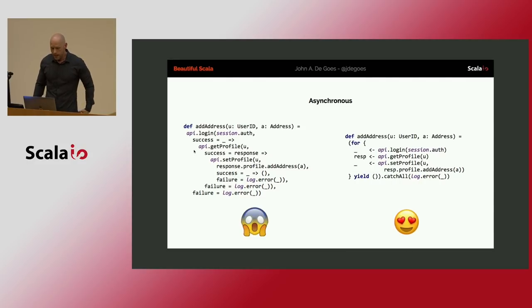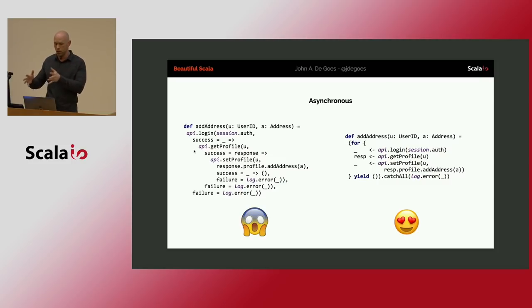ZIO has asynchronicity built in, which means that you never have to resort to callbacks. Over on the left-hand side is the typical sort of callback API that populates a lot of the Java APIs. You never have to use anything like that anymore. You can write your code on the right-hand side. And yes, you have to use that for comprehension. You have to get used to this whole flat map thing.